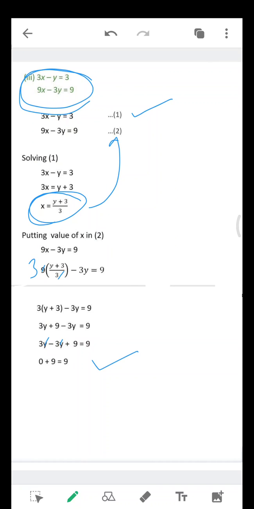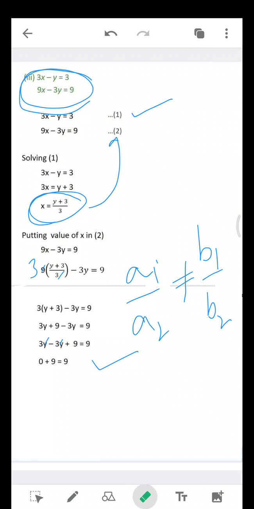So only if the ratio a1 by a2 is not equal to b1 by b2, we should proceed with these algebraic methods, that is elimination or substitution method. If the ratios are equal, if a1 by a2 is equal to b1 by b2, then we cannot proceed with these methods because we will get answers like these. Here we don't have any variable.